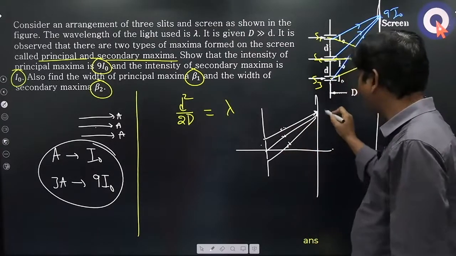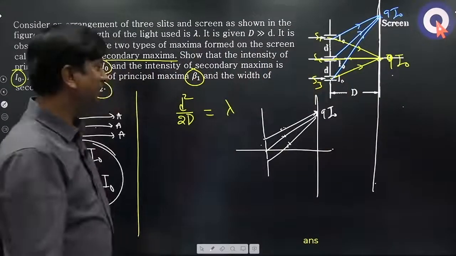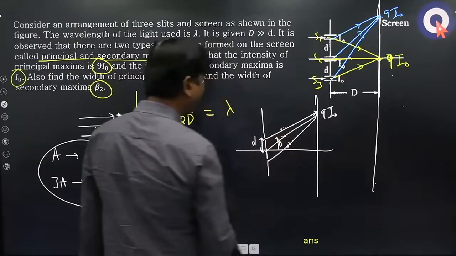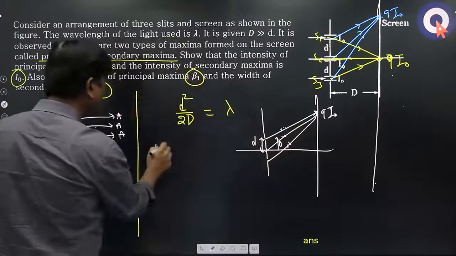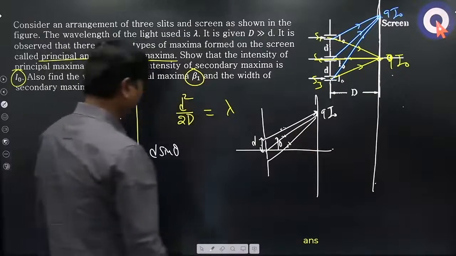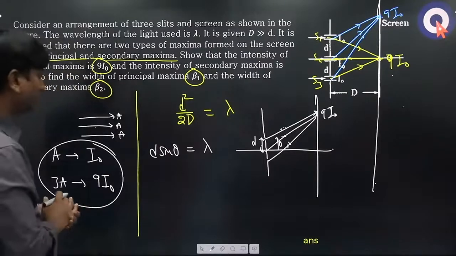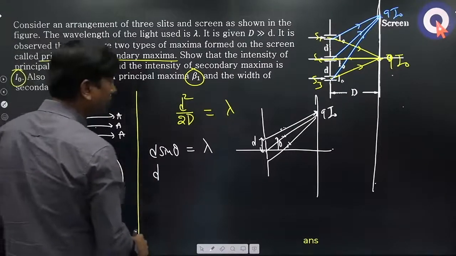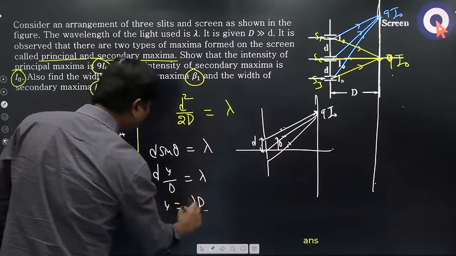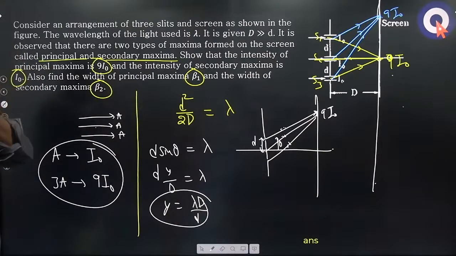So compulsory that time you will get 9 I naught. For that, how do you write the condition? You can write this condition because this is d, and this is theta. So simply you write d sin theta. Between these two, the path difference is d sin theta. So that is equal to lambda, compulsory, if you have to get it. So d into sin theta, approximately tan theta, is equal to y by capital D, equals lambda. So y is equal to lambda capital D by d. That's the value of y.